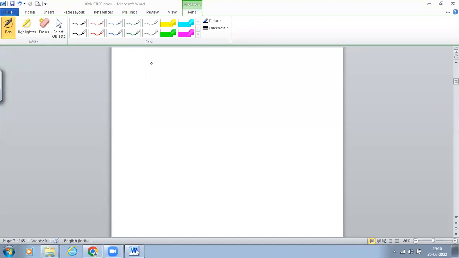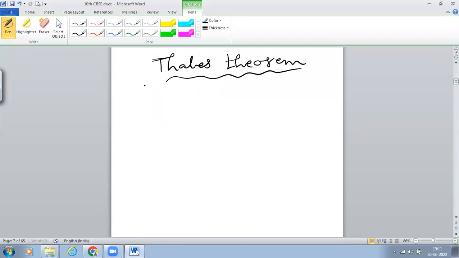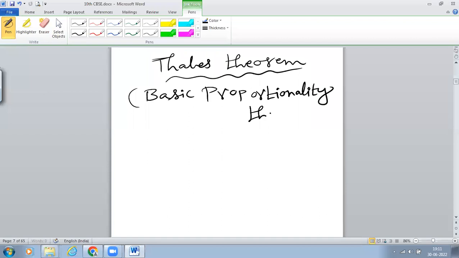Listen. An important theorem. Thales theorem. Another name for this theorem is basic proportionality theorem. Please write this also. It is also called the basic proportionality theorem.